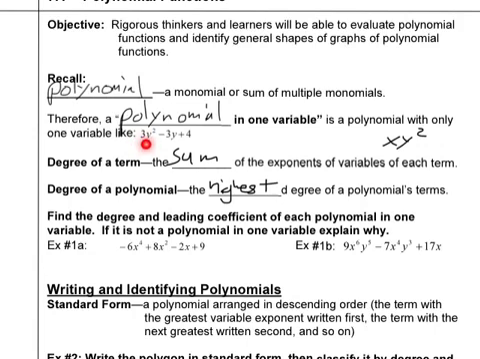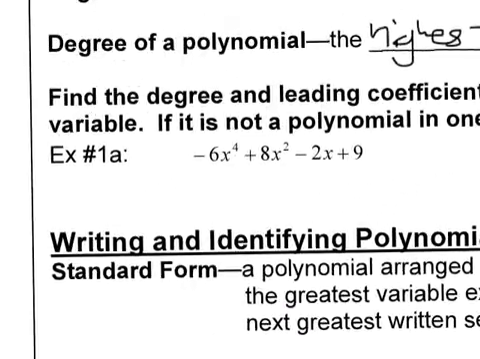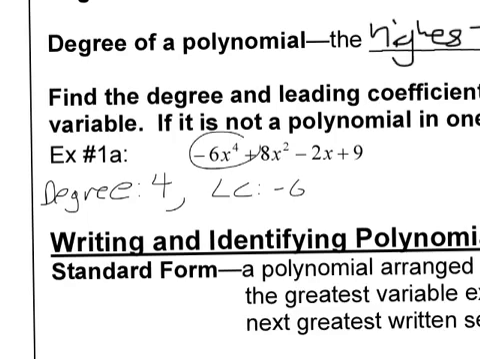So here, we're going to find the degree and leading coefficient of each polynomial in one variable. If it is not a polynomial in one variable, explain why. Okay, first thing. Well, the degree in this one would be 4, and the leading coefficient would be -6. Okay, that's what that one would be.